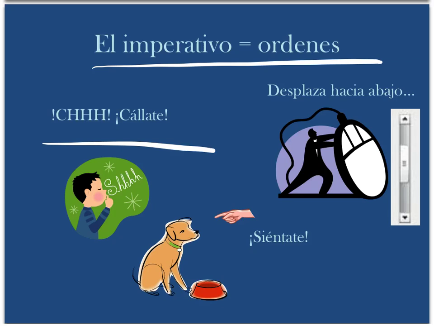You're asking somebody to do something. This one's a little bit nicer, where you say desplaza hacia abajo. That means scroll down. It's a little bit nicer. And siéntate, which I'm sure you've heard many times, which is sit down. So all of these are different ways that you might command someone. Okay, so it's a lot more than just a suggestion to do something. You're demanding this of them.